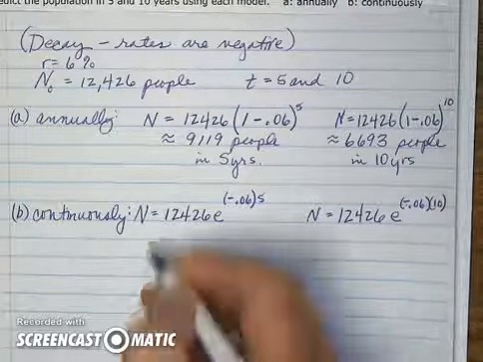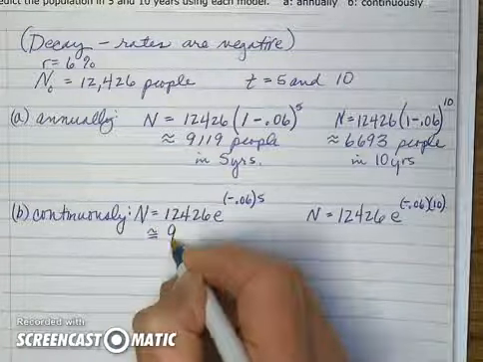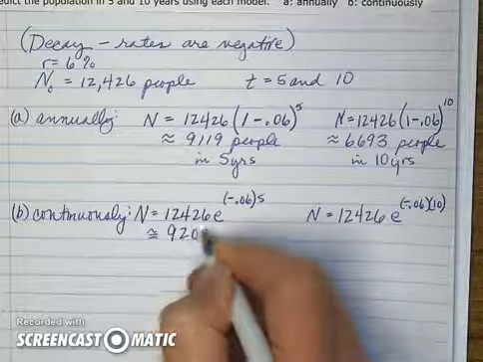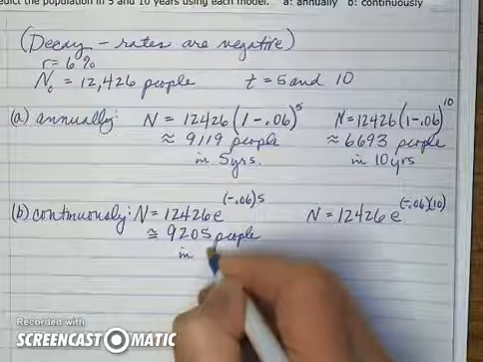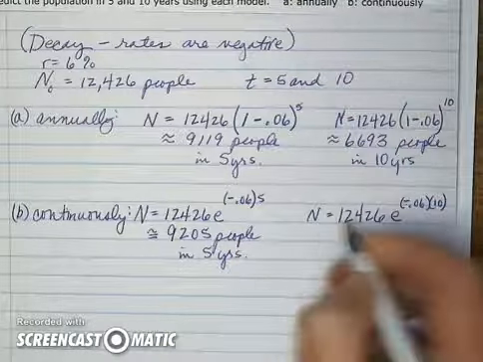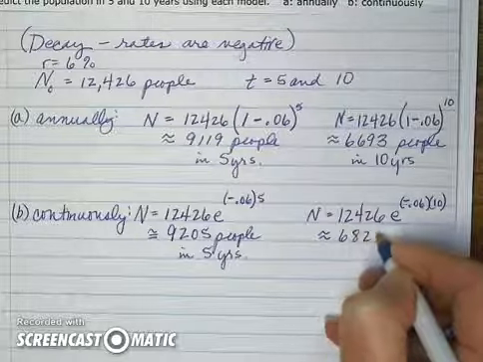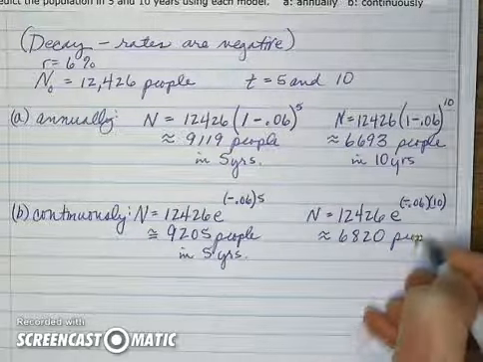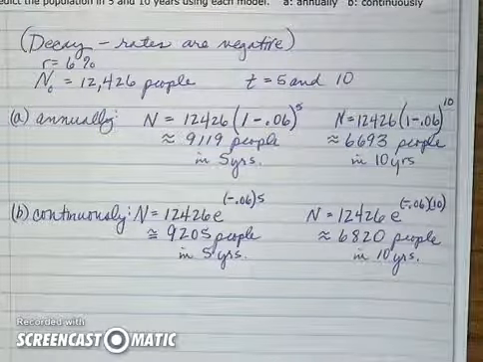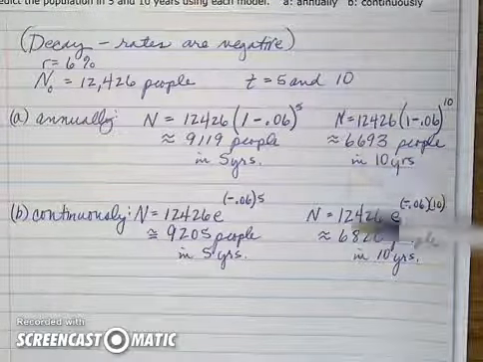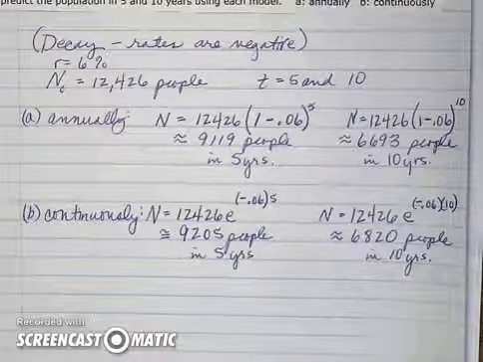Again, please practice this, achieving these on the calculator. This would be 9,205 people in 5 years. And this one comes out to be 6,820 people in 10 years. So depending upon how you want to forecast it, that makes quite a bit of difference, depending upon which way you're calculating the population.